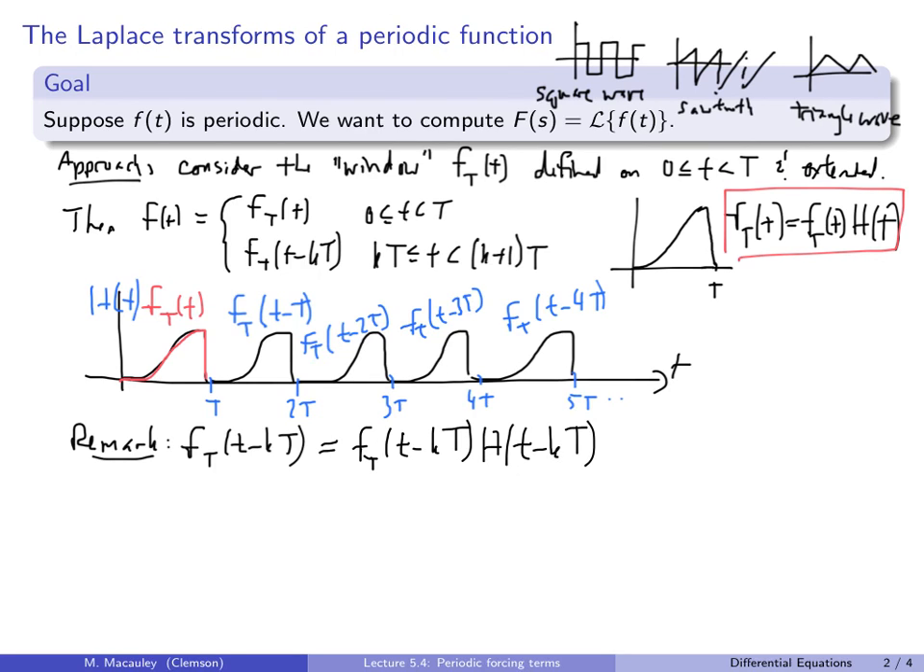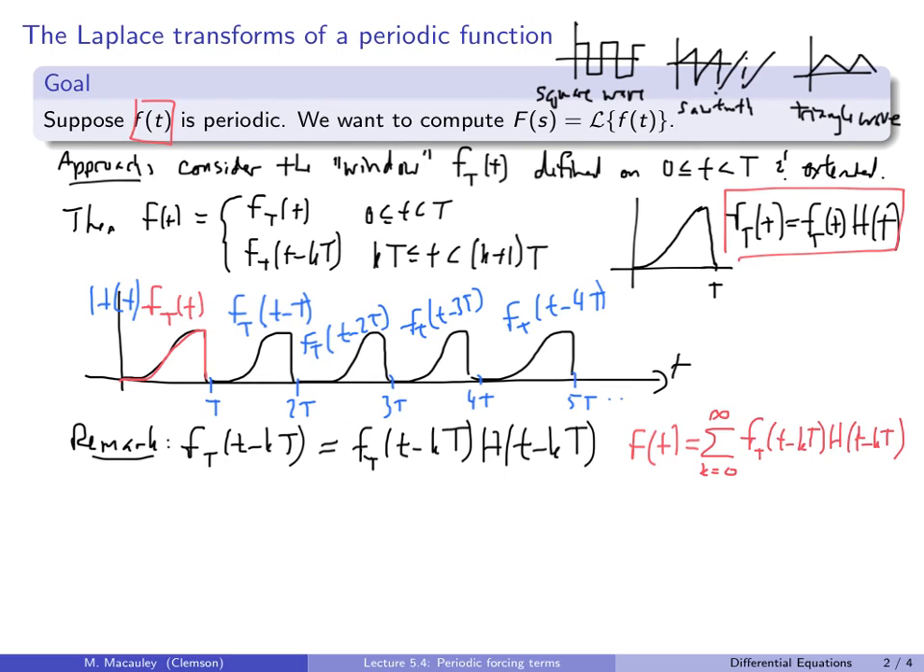You may be asking, why are we doing this? Well, here's why. Because now I can write my original function f of t as an infinite sum of each of these pieces. In other words, I can write this as the sum from k equals 0 to infinity of f sub T of t minus kT times h of t minus kT. And that's going to be helpful in computing the Laplace transform.